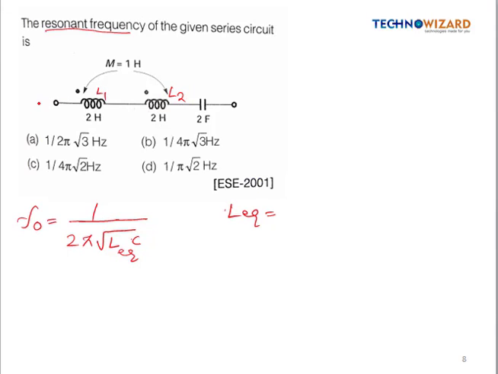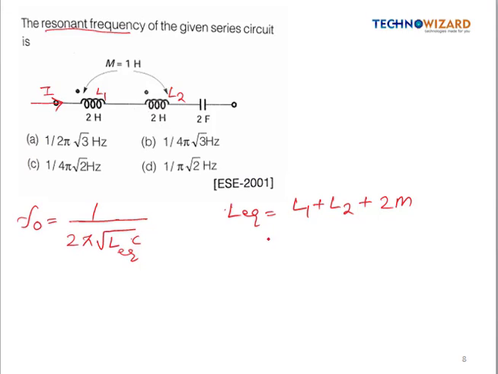Now suppose the current is flowing in this direction. For the inductor L1 the current is entering this dot. Similarly for inductor L2 the current is also entering this dot, which means they are supporting. So the formula for L equivalent will become L1 plus L2 plus 2M, because it is supporting the current. But if the dot is present at this side, then it will be minus 2M because they will be of opposite nature, right?